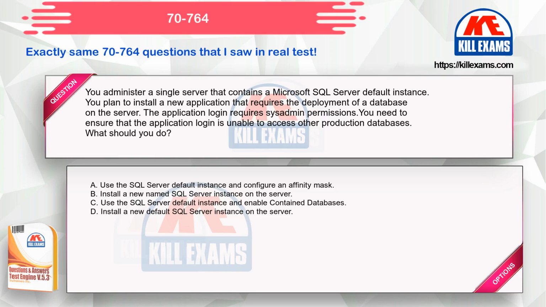Question: You administer a single server that contains a Microsoft SQL Server default instance. You plan to install a new application that requires the deployment of a database on the server. The application login requires sysadmin permissions. You need to ensure that the application login is unable to access other production databases. What should you do? Option A. Use the SQL Server default instance and configure an affinity mask.